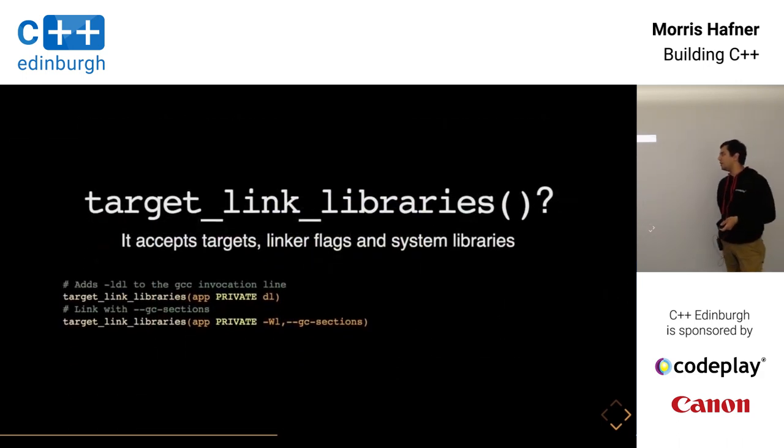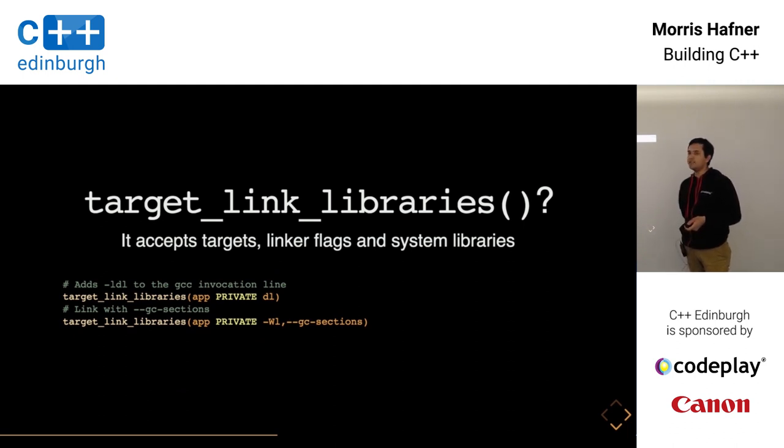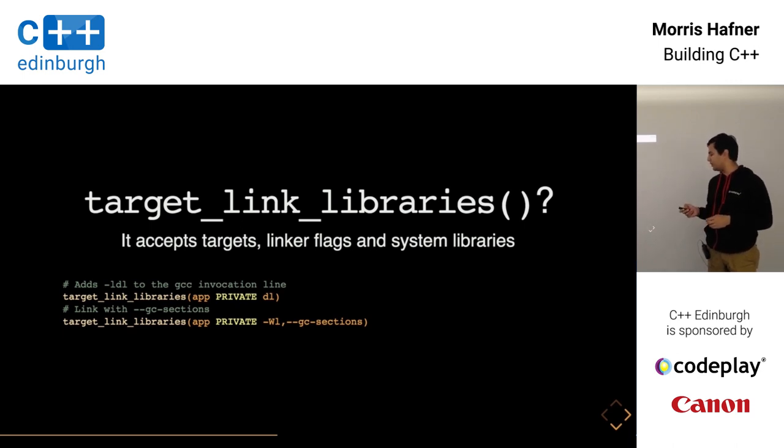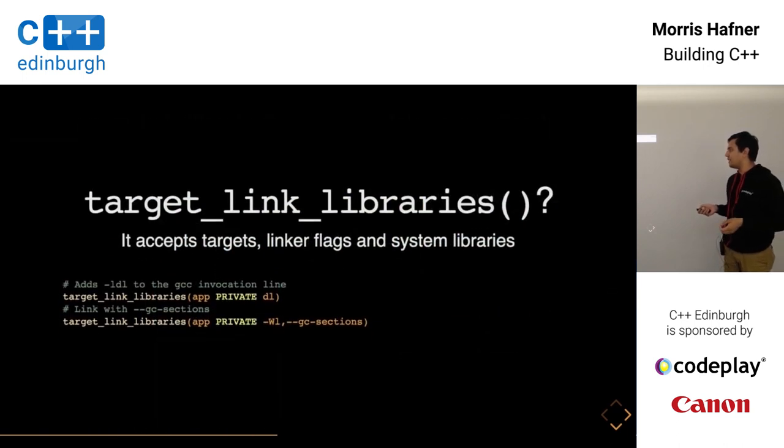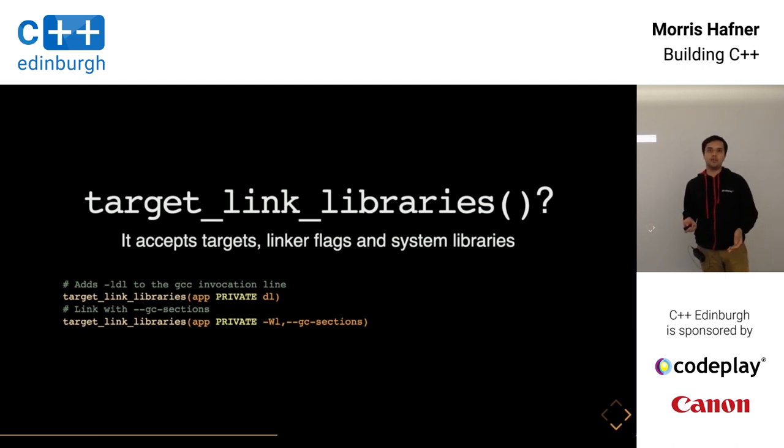So you may wonder about the name target_link_libraries. It does not only add an edge to your graph here. It accepts targets, linker flags, and system libraries. So you may also use target_link_libraries with some system library, which CMake doesn't really know about and just assumes, hey, I just saw this piece of string which doesn't resemble a target. I just assume it's some library which I don't know about and just say -l, the string here, to GCC.